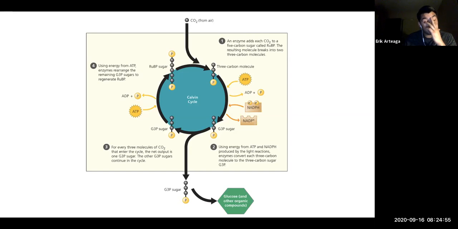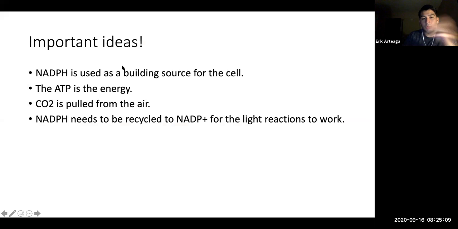It's just like glycolysis in that regard, where you break down glucose, you phosphorylate either end of that molecule, and then it splits it in half. So, important ideas about photosynthesis. NADPH is used as a building source for the cell. So remember, it's glue. Just think of it as glue. The electrons are needed to be added in that process in order to fix carbon, or make those glucose molecules.